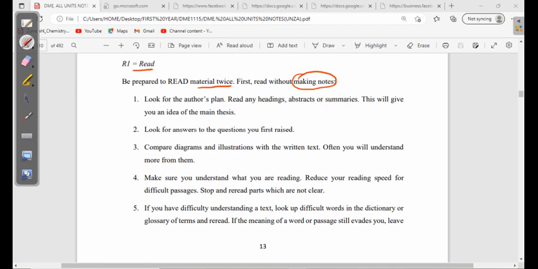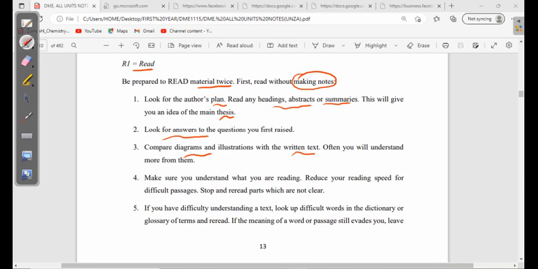When you are reading, look for the author's plan. Read any headings or abstracts or summaries. This will give you an idea of the main thesis or the main idea. And then look for answers to the questions that you had already raised in the question stage. Then compare diagrams and illustrations with the written text. Are the diagrams in the book agreeing with the text that has been written?